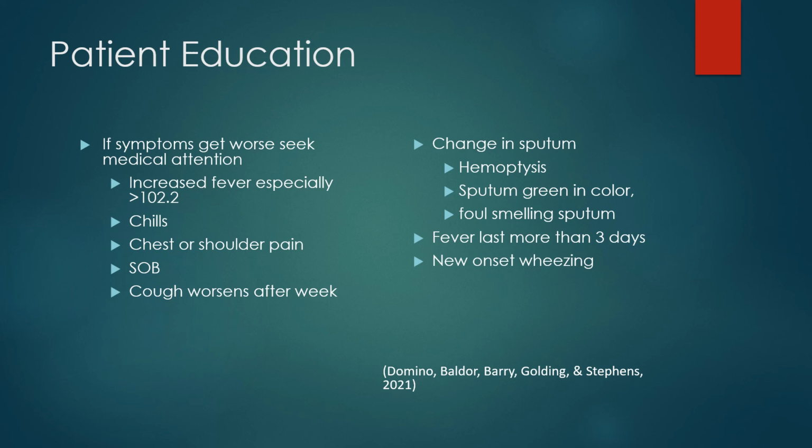Patient education should also include what they need to do if their symptoms get worse and they need to come back and see the doctor or go to the ER. This would include a fever of 102.2, chills, chest or shoulder pain, shortness of breath, cough worsening after a week, a change in their sputum, such as hemoptysis, a green color, or a foul-smelling sputum, a fever that lasts more than 3 days, and a new onset of wheezing.